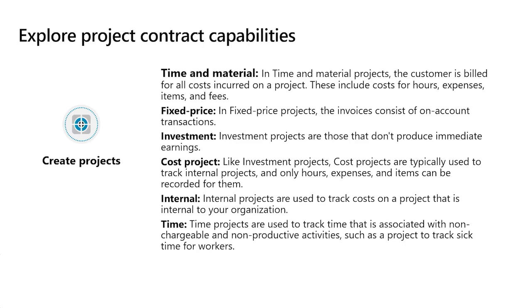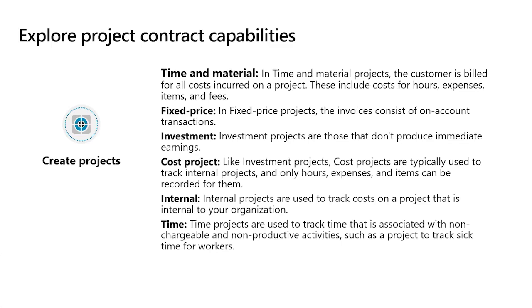Now, you can create 6 different types of projects inside of Project Operations. Each project type is set up differently for the costs and the different revenue. The project type that you choose depends on the purpose of the project. So the first most common type is going to be time and material. All the time, costs, expenses, items, fees, basically anything that's booked against the project is going to be billed directly back to the customer.